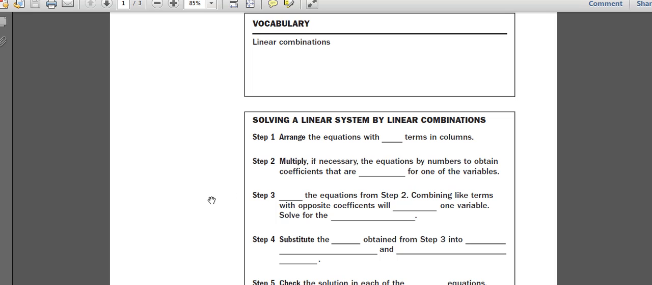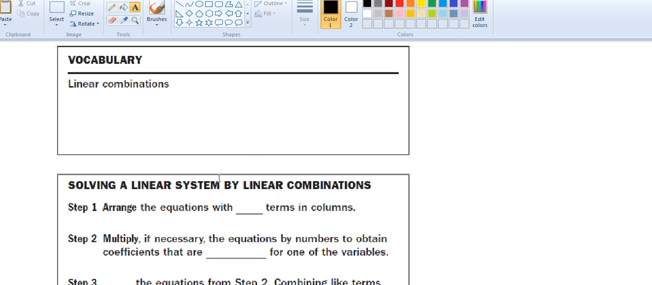Okay, we're going to start with 7.3, which is solving linear systems by linear combinations. Now you can think here of maybe a little closer to the substituting method that we just did, a little further away from graphing. This is a way to get a solution without graphing. In fact, it makes it more accurate, just like substitution did.